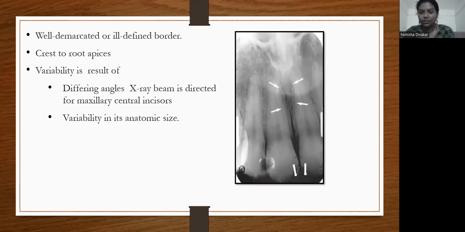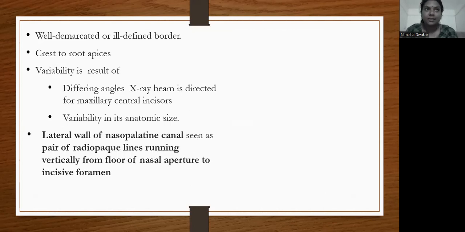So the previous picture is completely different from the picture that we are seeing now. The incisive foramen is more pronounced in the previous radiograph, and it is very vague in this particular radiograph. The next landmark seen in the same region is the lateral wall of the nasopalatine canal. We already said the nasopalatine foramen or incisive foramen is the terminal opening of the nasopalatine canal. The lateral walls of the nasopalatine canal can be seen in an anterior radiograph.